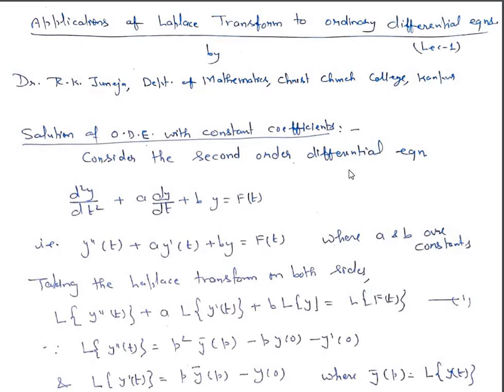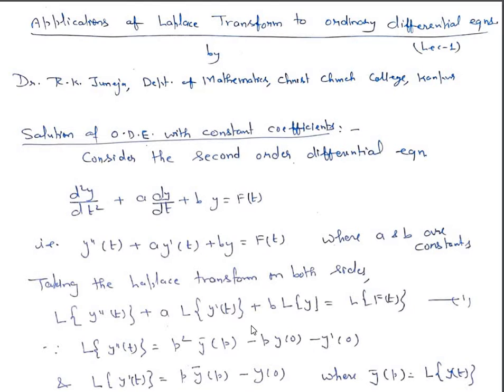So if we consider a second order differential equation, d²y/dt² plus a dy/dt plus b into y is equal to f(t), which can be written as y''(t) plus a into y'(t) plus b into y is equal to f(t), where a and b are constants. So what we do is we take the Laplace transform of each term on both sides. So we have L of y''(t) plus a into L of y'(t) plus b into L of y is equal to L of f(t).